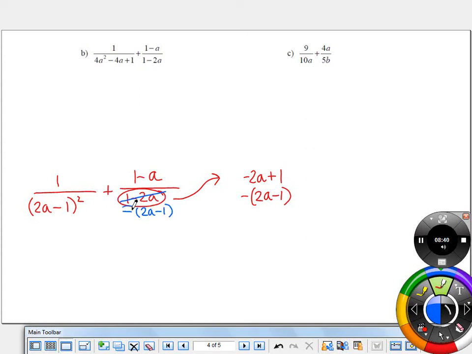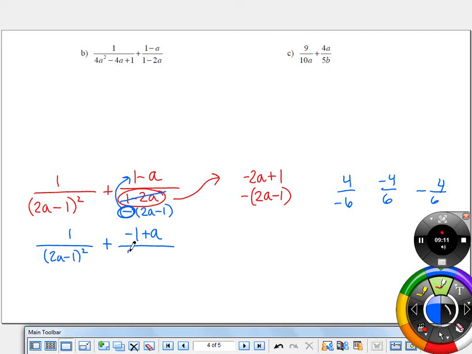Now, how to address this negative? Okay. There's a couple of different ways. You know that in a fraction, 4 divided by negative 6 is the same as negative 4 divided by 6, or is the same as just writing negative 4 over 6. Okay? So with this negative, we can actually just put it into the numerator if that will make our life a little bit easier. So it would be like negative 1 plus a. I made sure I distributed it. So I'm keeping my same denominators. All I did was deal with that negative.